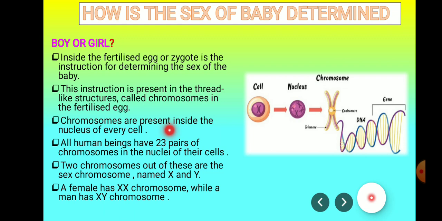The chromosomes are present inside the nucleus of every cell. All human beings have 23 pairs of chromosomes in the nuclei of the cells. Two chromosomes out of these are the sex chromosomes. They are named X and Y. So a female has XX chromosomes while a man has XY chromosomes.